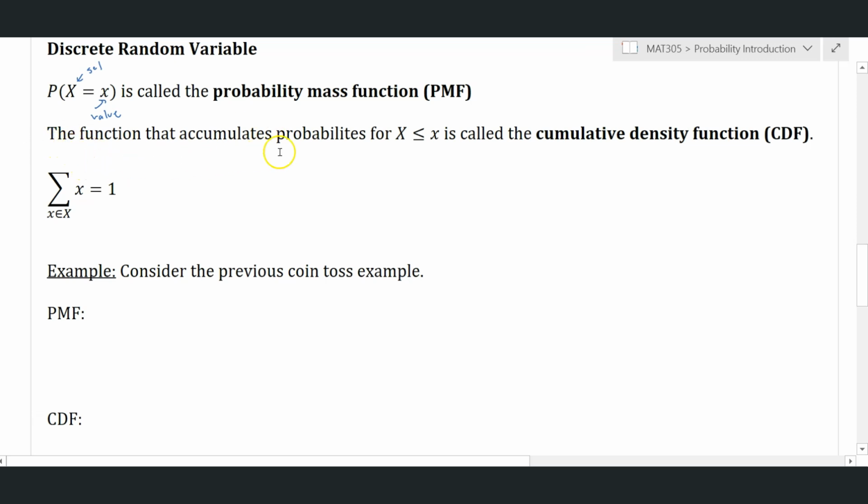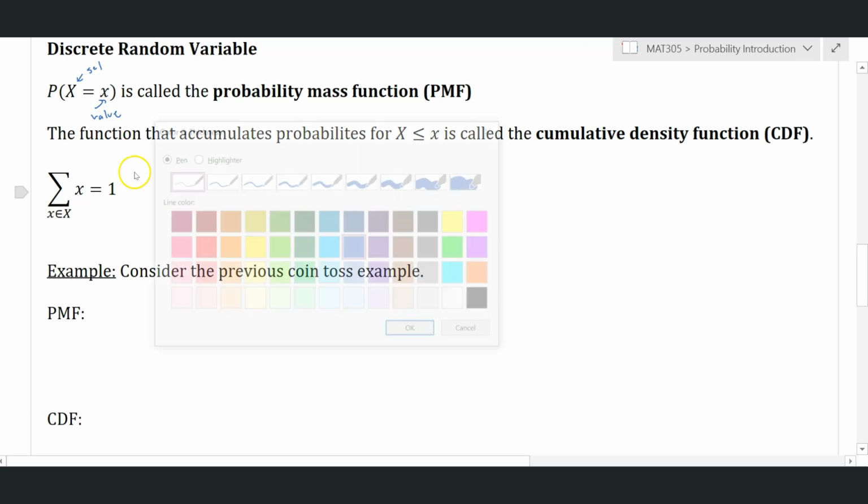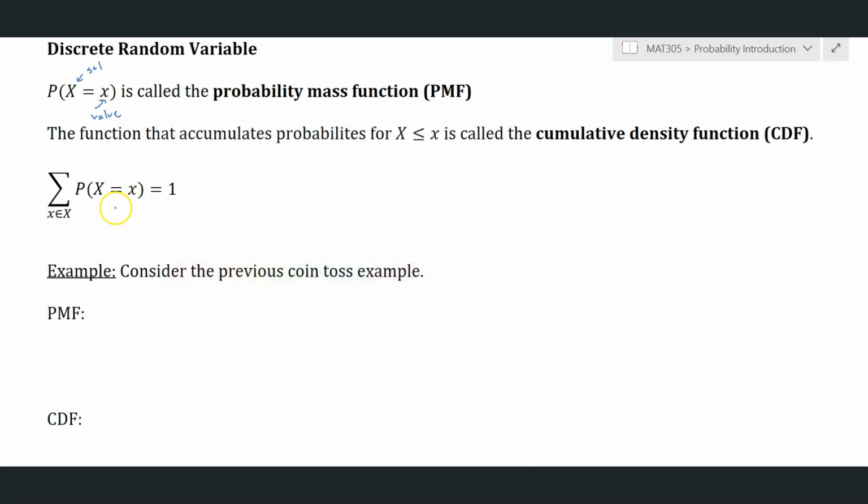Now, we also have a function that accumulates probabilities for all values less than or equal to x, and that's called the cumulative density function, because again, we accumulate, or cumulative mass function, if you wish, for this particular discrete probability. Now, again, the constraint is that if you add up all of the events in capital X, you add up all their probabilities. I should have written here that the sum of all of the probabilities for every value of our random variable has to equal 1 as before.